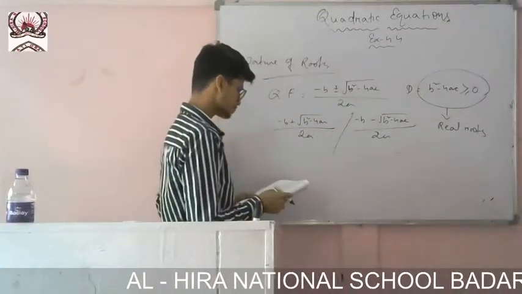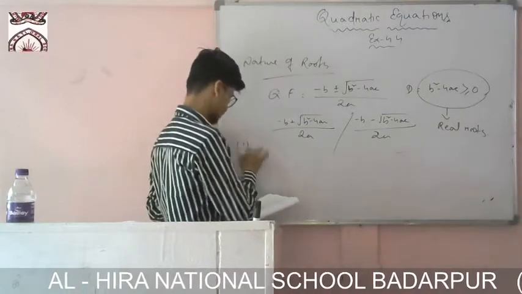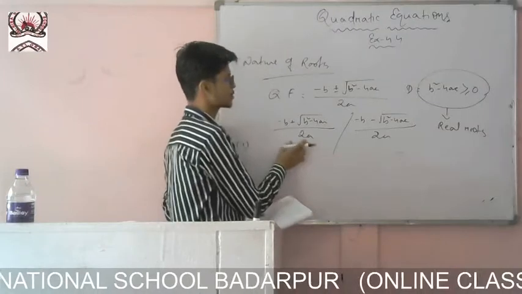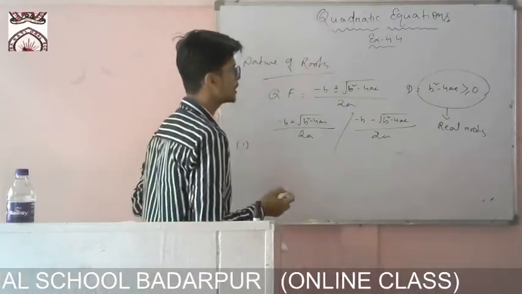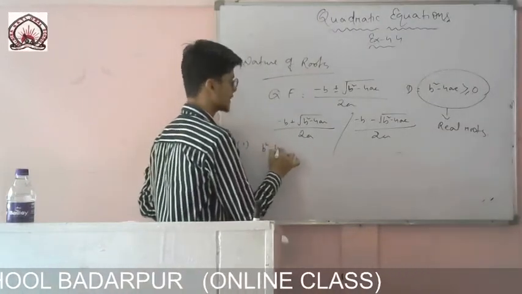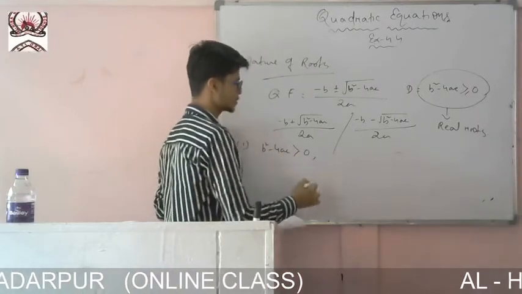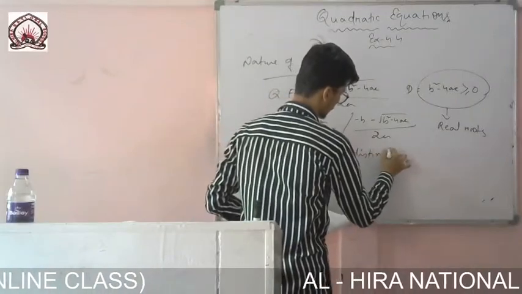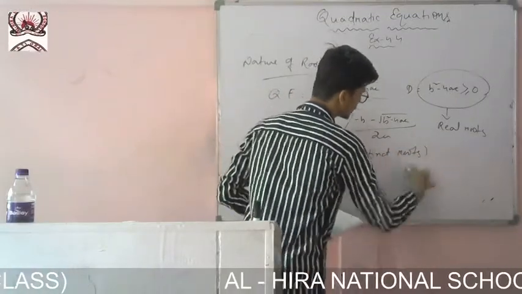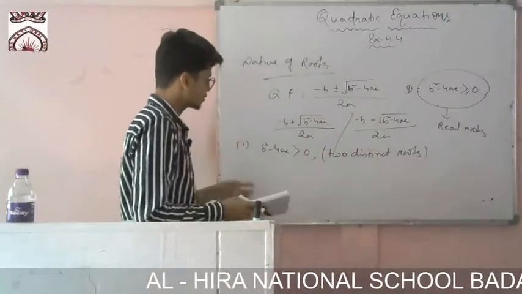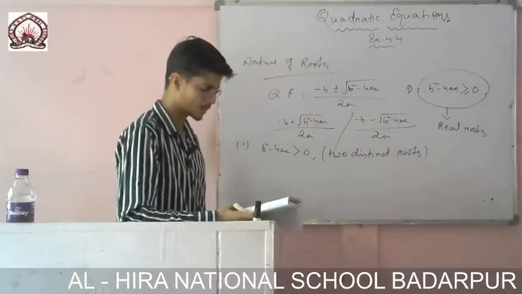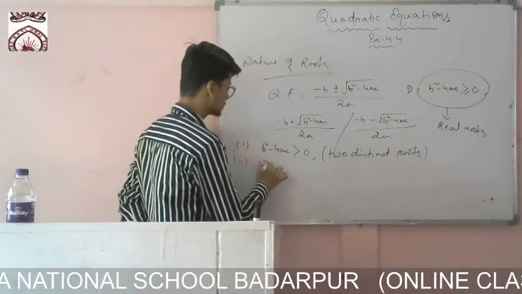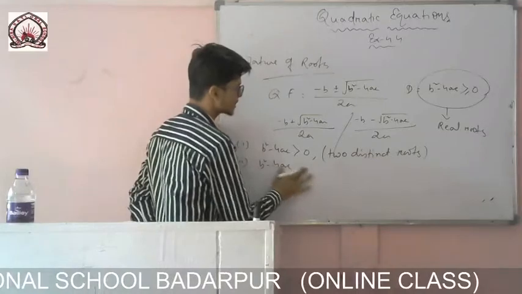So you see three options are given. First one, it will have two distinct roots, that means two different roots. It will be possible if and only if b square minus 4ac is greater than 0. Next one, it will have two equal roots if b square minus 4ac is equal to 0.